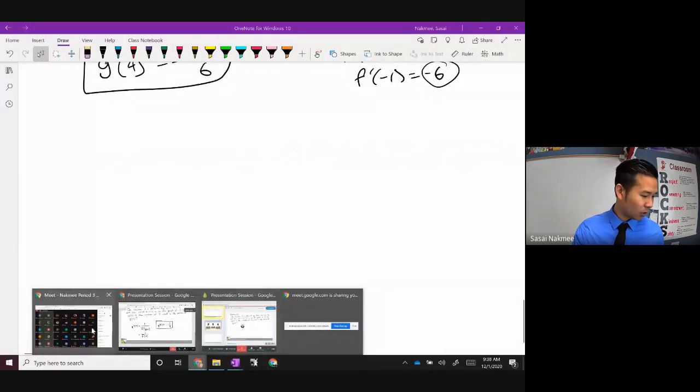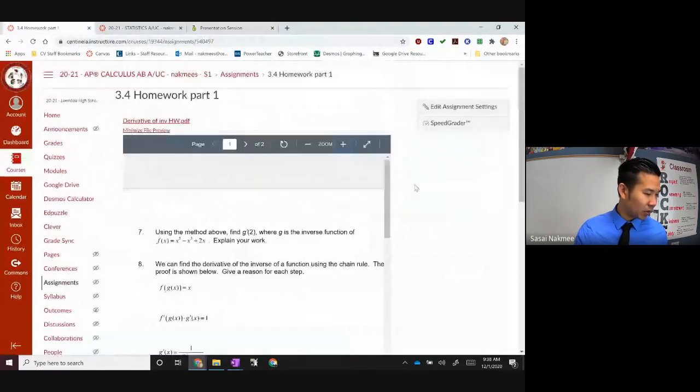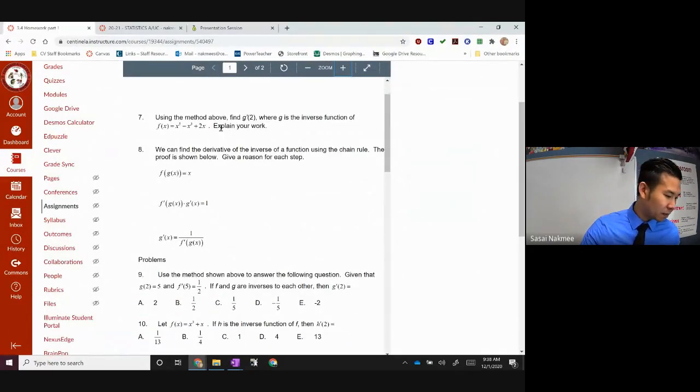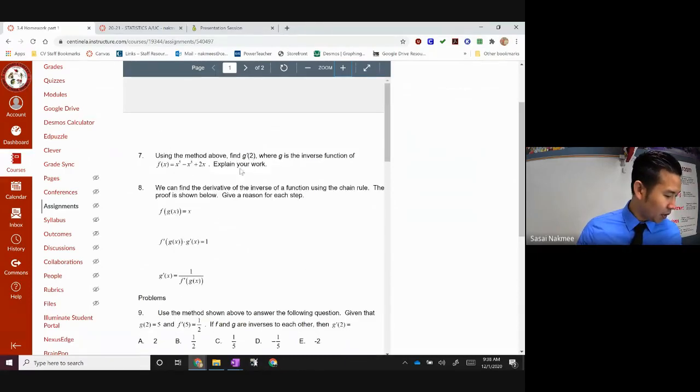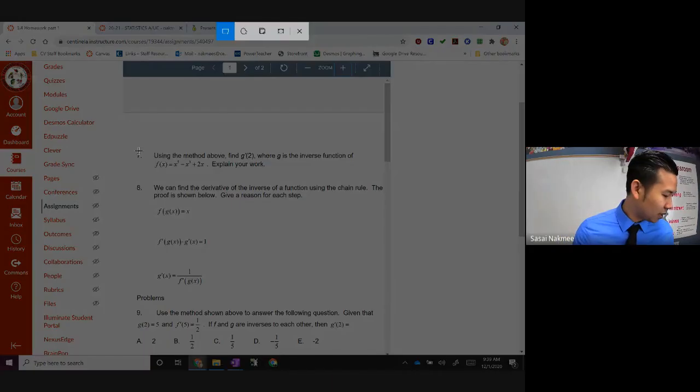It was on the homework. Let me show you the homework real quick. This is the homework, by the way. It was part 1 of the homework for 3.4, which is all inverse stuff. If you look right here, starting off at number 7, it does not tell you the point where f of what is equal to 2. So I don't know what g of 2 is equal to. I can't go backwards on this one. So let's take a look at this problem. I'm going to screenshot this, and let's start off with this one.